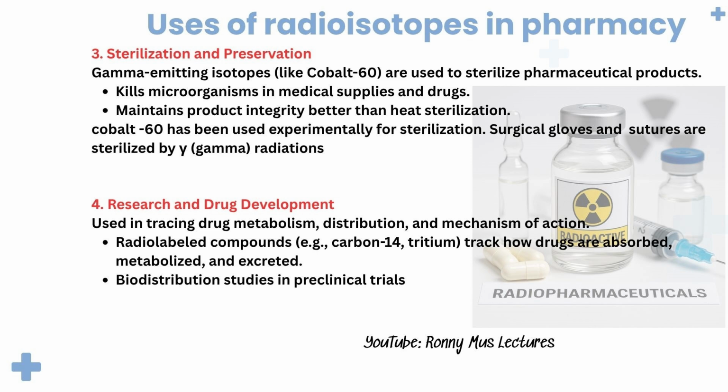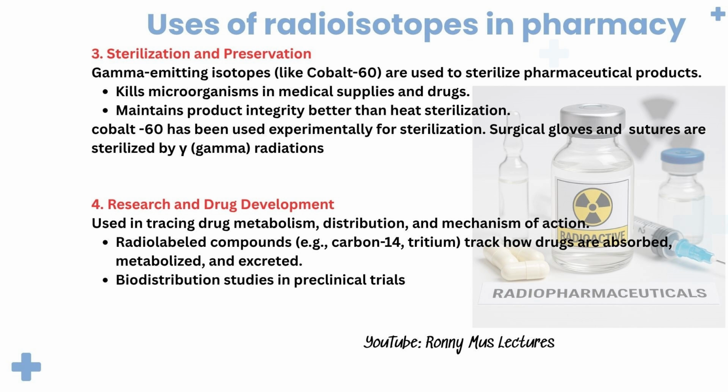Isotopes are used during sterilization and preservation. For example, cobalt 60, which is a gamma emitting isotope, is used to sterilize pharmaceutical products. It has also been used experimentally, that is cobalt 60, for sterilization, and this includes sterilization of surgical gloves and sutures.